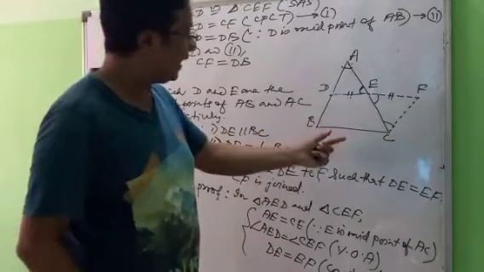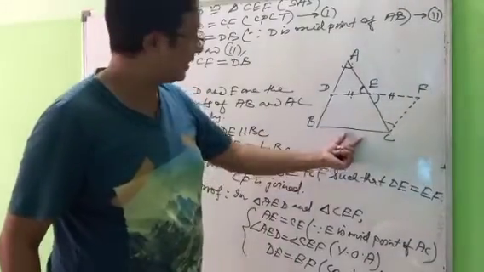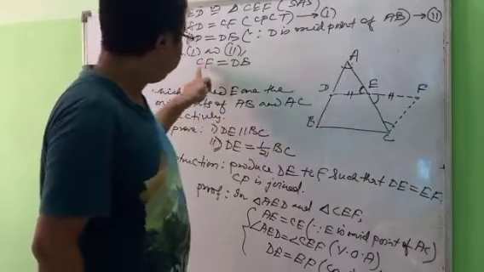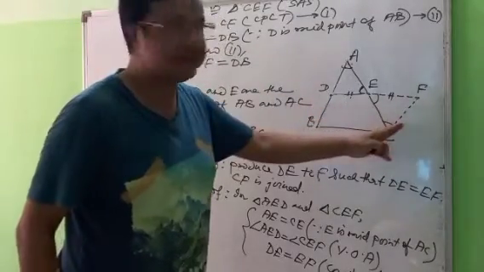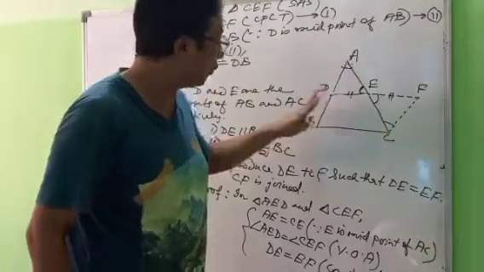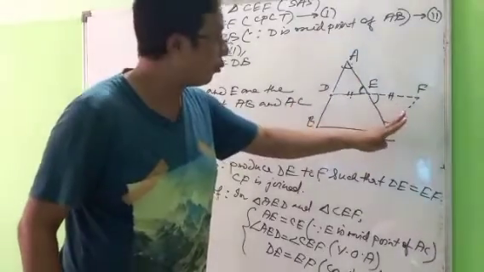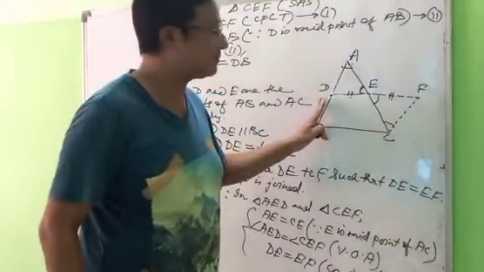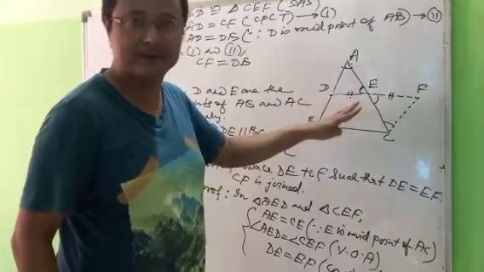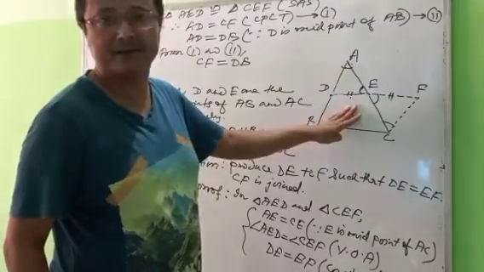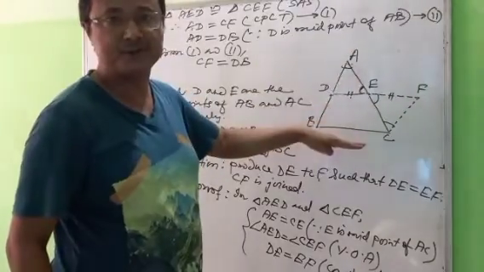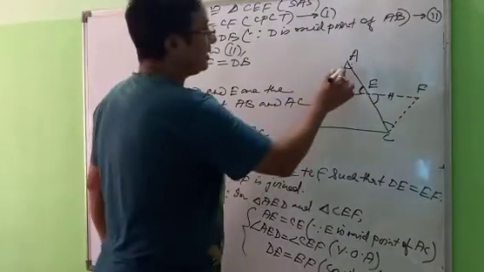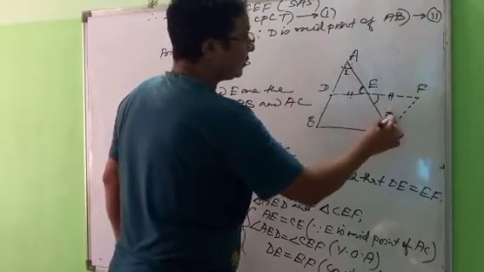Now your main objective will be to make BCFD a parallelogram. As you got CF equals to BD, you try to make CF also parallel to BD. If one pair of opposite sides is equal as well as parallel, then the figure will become a parallelogram, and then the opposite pair of sides will be equal as well as parallel.